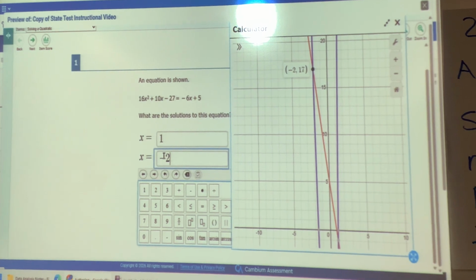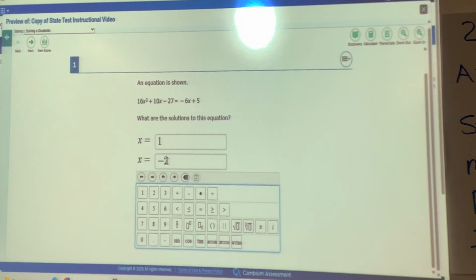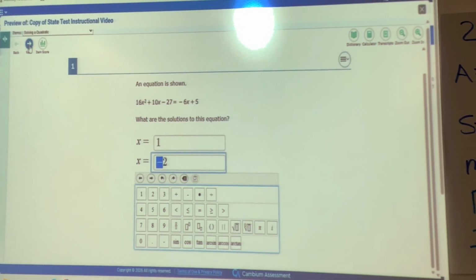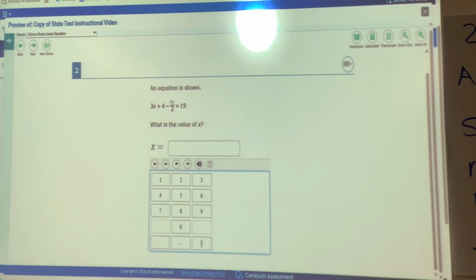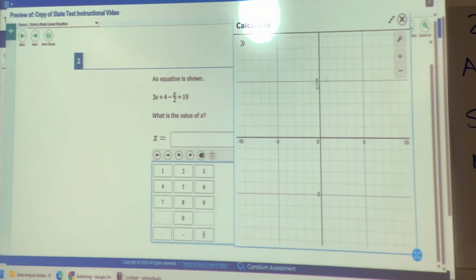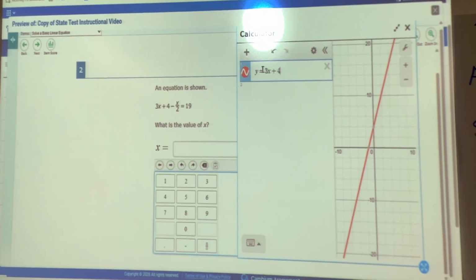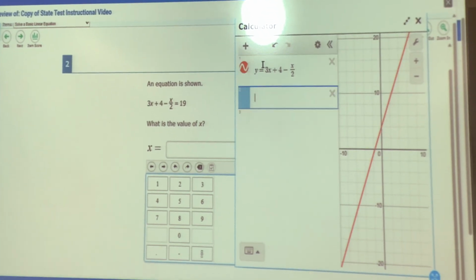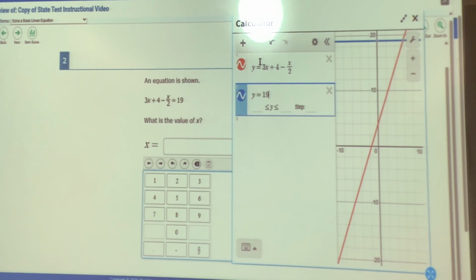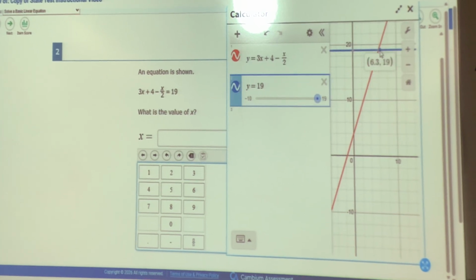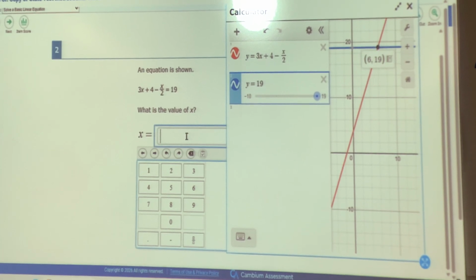Make sure that if you have a negative, you're actually putting the negative in there. Going to the next question. Same type of question, but this one's slightly different. When you put it in the box, you have to remember to type y equals 19 because there's no variable with the 19. So he puts in y equals 19, that's how you get the graph to come up. Click on it, x is your answer, so it's the 6.